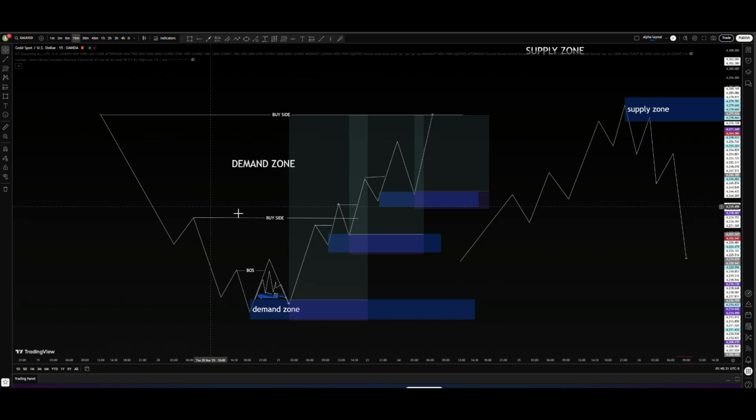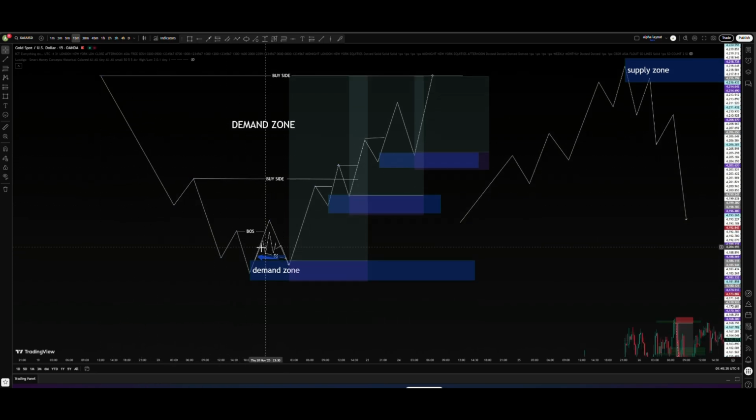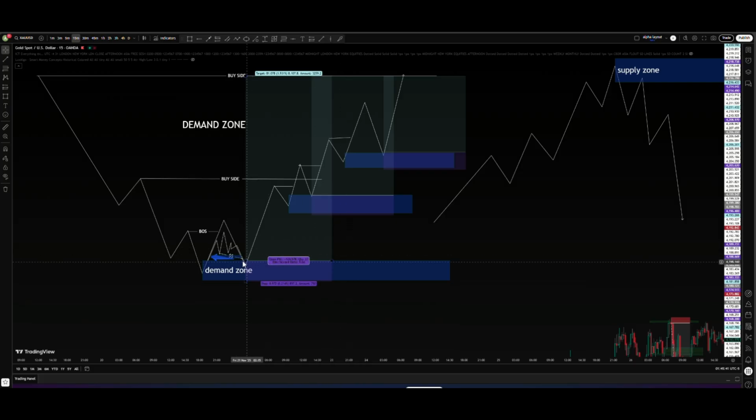So the first one was that it should be of higher time frame. Second, it should have liquidity. Third, it will have an imbalance or a fair value gap, FVG. I know you guys know what FVG is. That is the third condition. The fourth condition, I mean, the first one was higher time frame, then clean break of structure, liquidity, and imbalance.